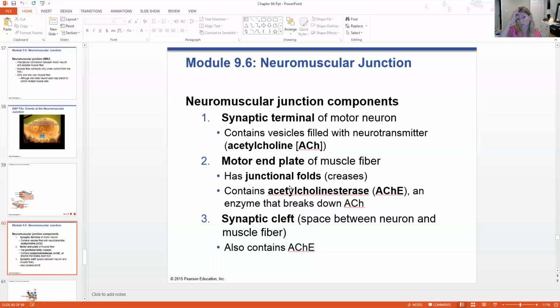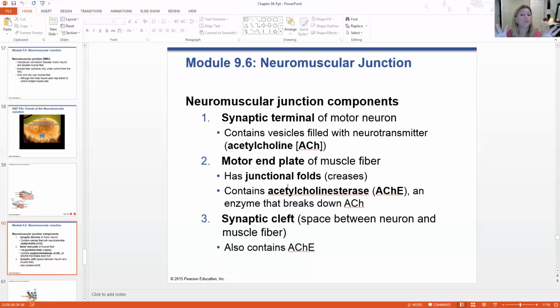These are the major components of our neuromuscular junction. You have the synaptic terminal of the motor neuron. This has special vesicles. The vesicles have acetylcholine, or ACh, in them. That's the special neurotransmitter for muscle cells.